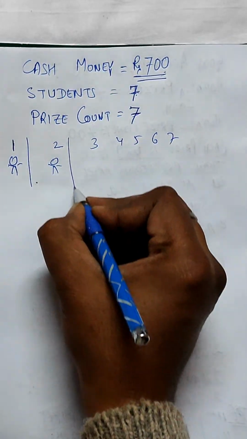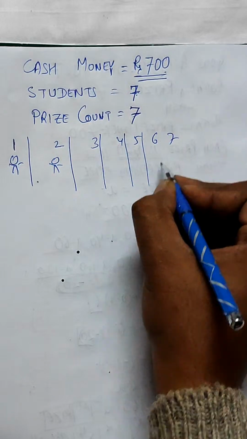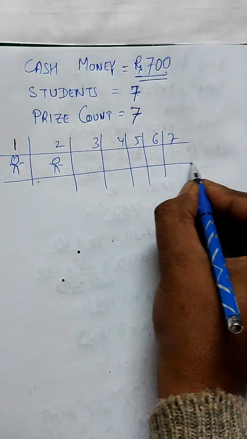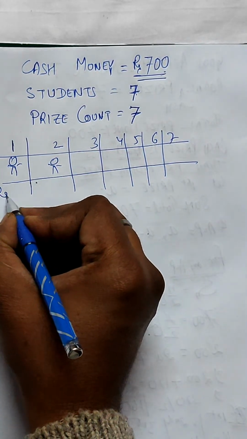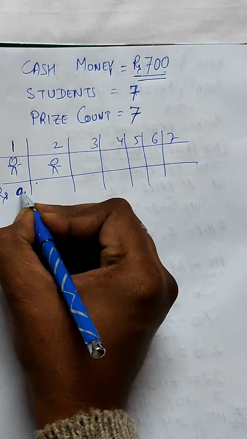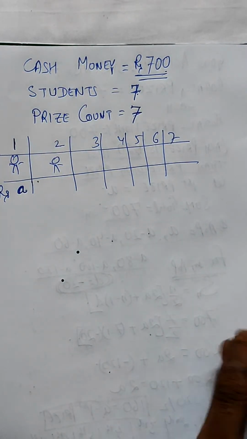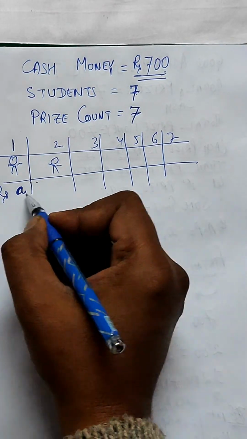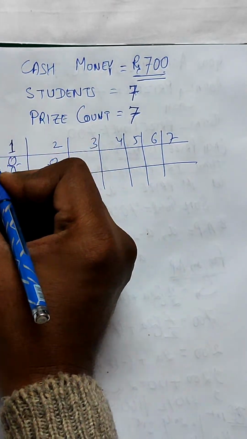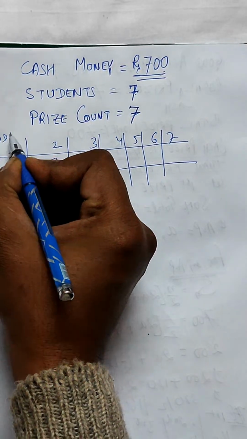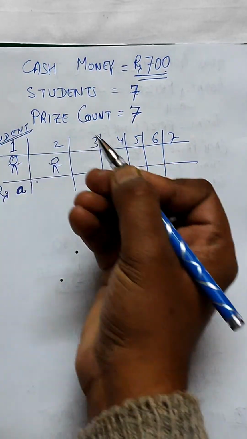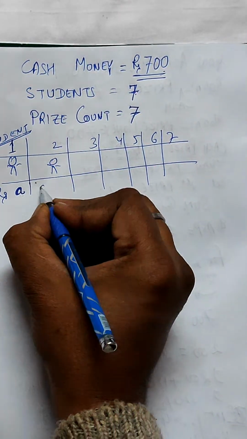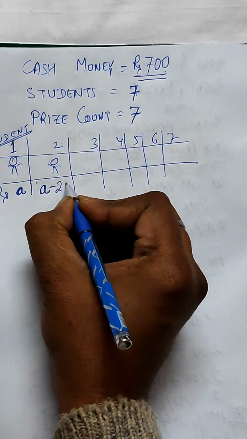So if the 7 students have been standing in a queue, then we can say that the first student is receiving rupees A, let's say A. Why am I taking A? Because in the AP, the first term is generally considered as A, right? So if the first student is getting A, then the second student will be getting A minus 20.